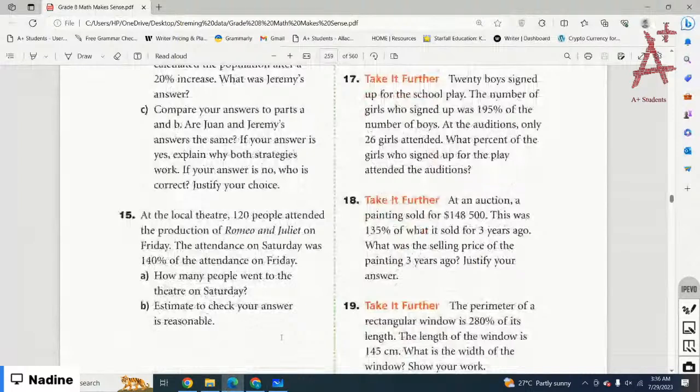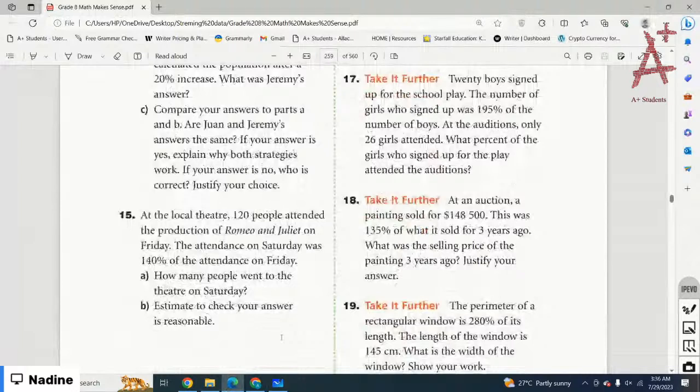20 boys signed up for the school play. The number of girls who signed up was 195% of the number of boys. At the auditions, only 26 girls attended. What percent of the girls who signed up for the play attended the auditions? Okay, so the girls are 195% of the boys.